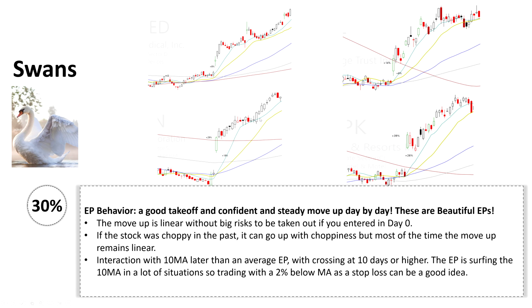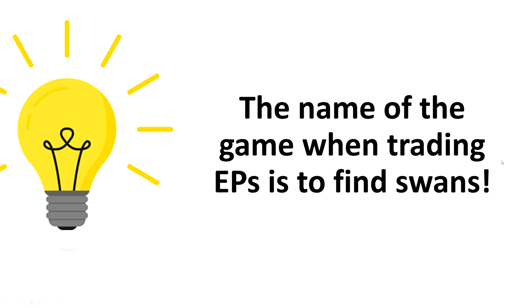Because the swans are so good at surfing this 10 days moving average. You see it here and here and here. For example, this one: if you always stay 2% below the 10 days moving average, then there is a high chance that you'll be taken out of the EP, like here. So it's a nice move. Again, if needed, pause the video, go back and forward to read the comments. But yeah, these are the findings based on the behavior.